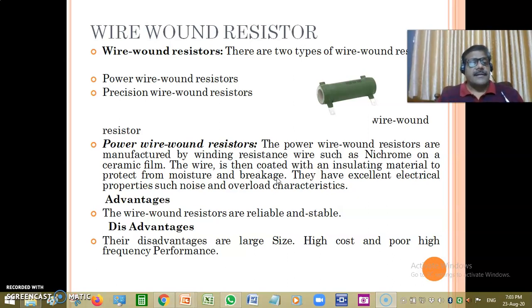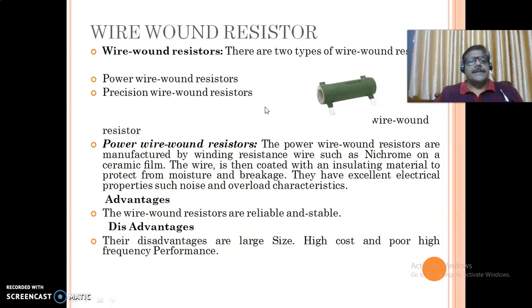They are coated with an insulating material to protect from moisture and breakage. They have excellent electrical properties such as noise and overload characteristics. And its advantages: wire wound resistors are reliable and stable. And its disadvantages: large size, high cost, and poor performance at high frequency.